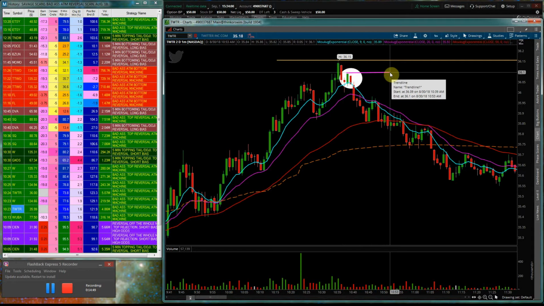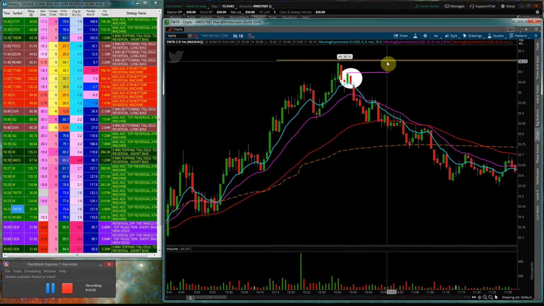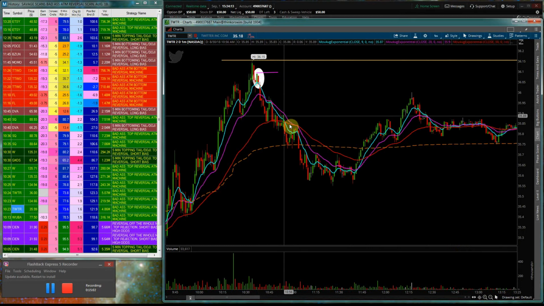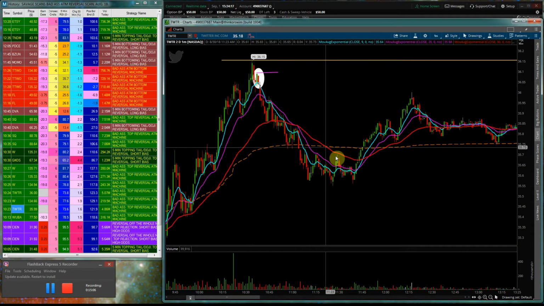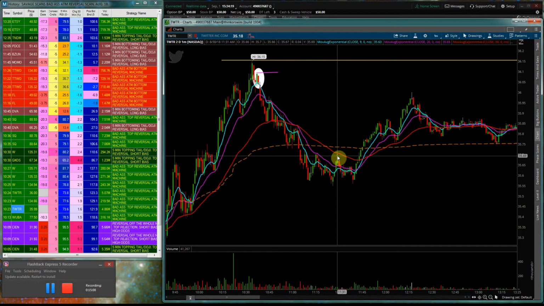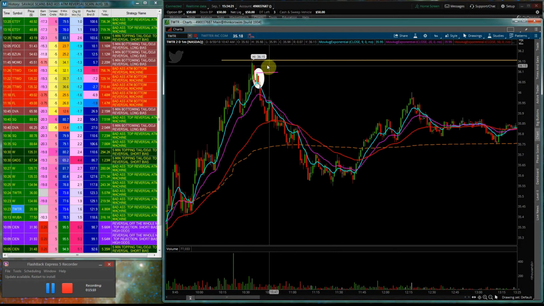Now your risk on this is only 5 cents. Okay, risk into there maybe 10 cents. All right, on Twitter, it makes 50 cents. Twitter on that drop makes 50 cents. You're risking at most 10 to make 50. Okay, another solid 5 to 1 trade off the lower high.